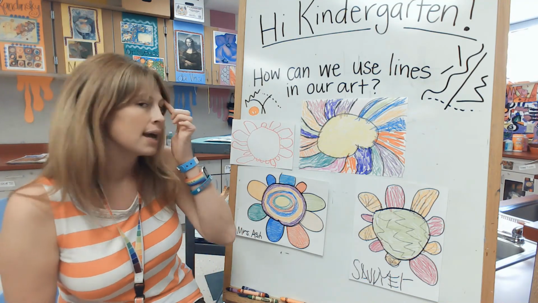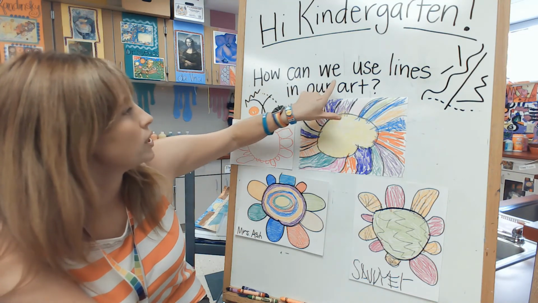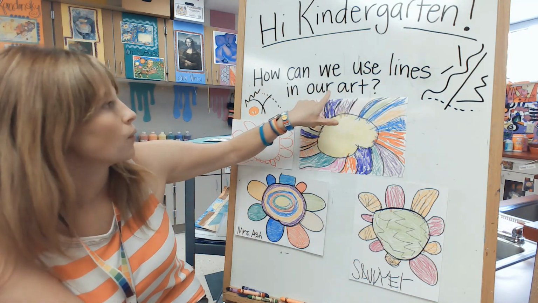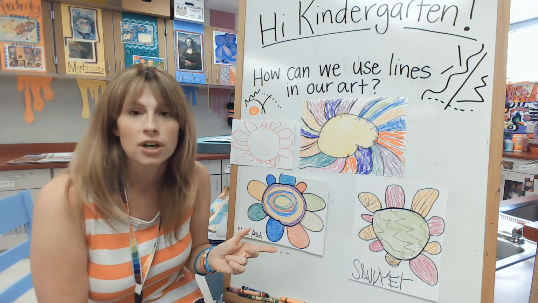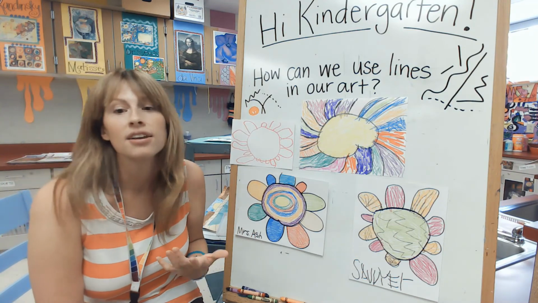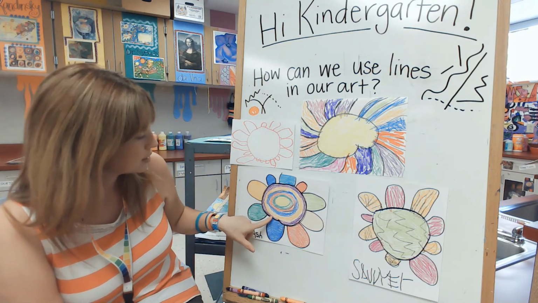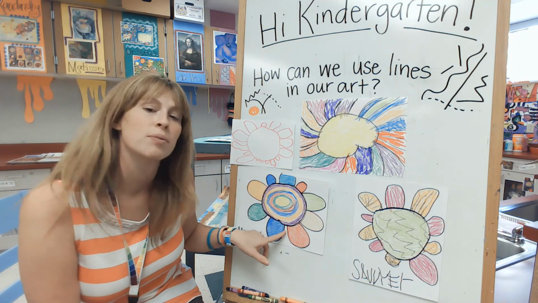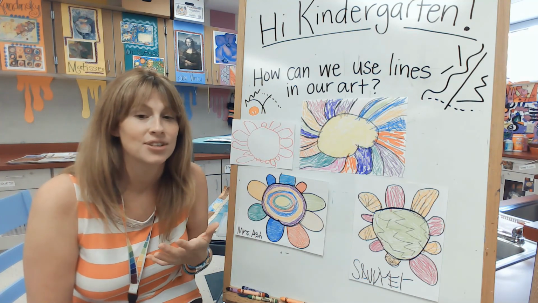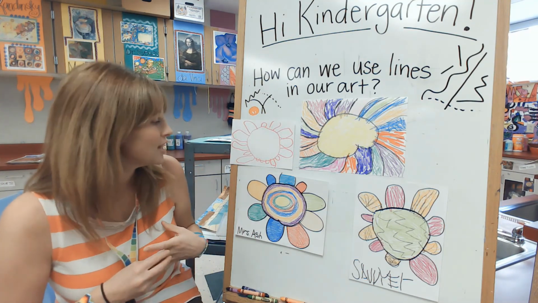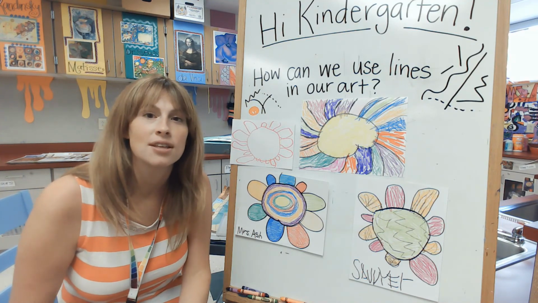Before we go, let's look at our question of the day and see if we can answer it. How can we use lines in our art? So if we look at this specific picture, we used line in our art to create our subject or our picture. So today we used lines to create our flower, and we're going to use lines to create things all year. So really good job on our first project, and I will see those in a little bit.